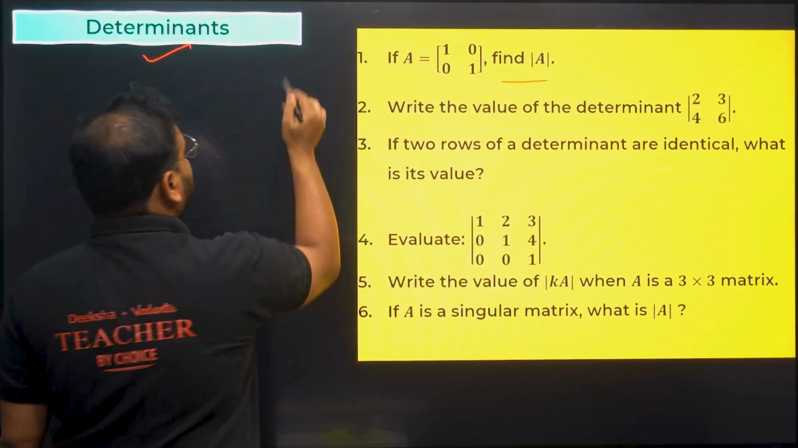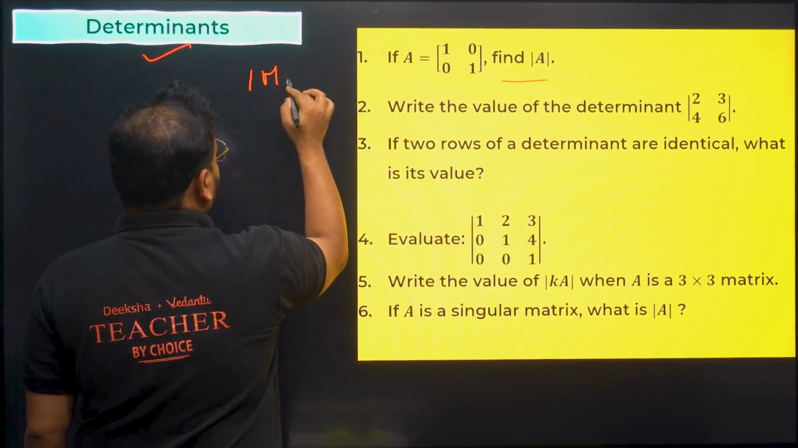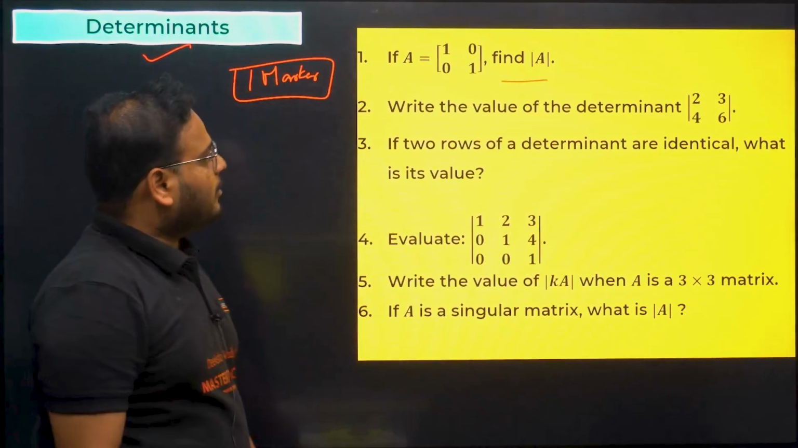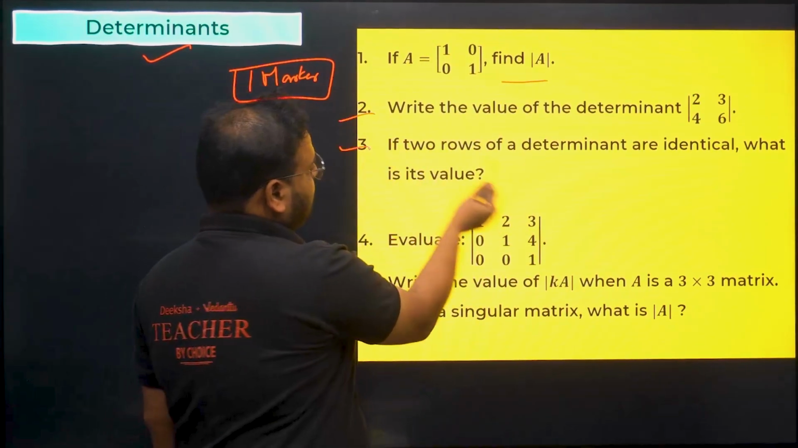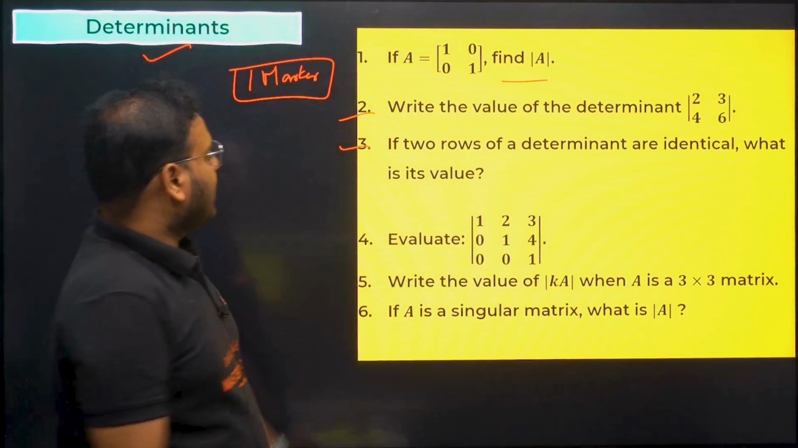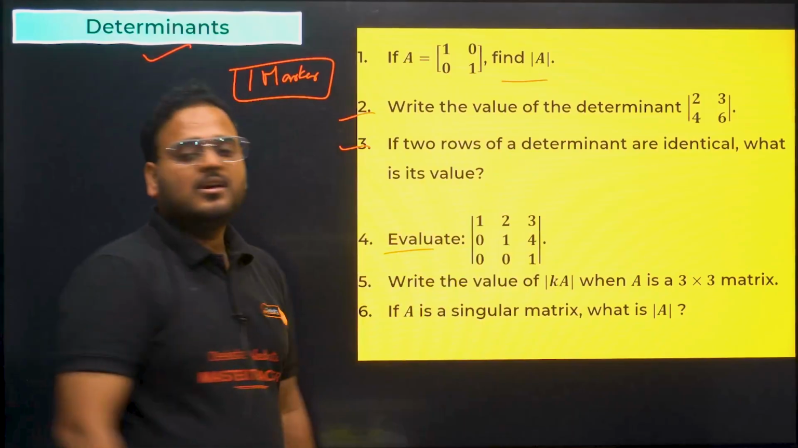This is again MCQs or 1 marker. This is a 1 marker category, okay? Write the value of determinant. Again same type of question, number of 2 rows and determinant are identical. What is the value? Remember that is 0. Evaluate this value. So all these are 1 marker questions.